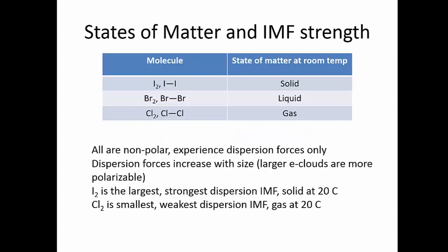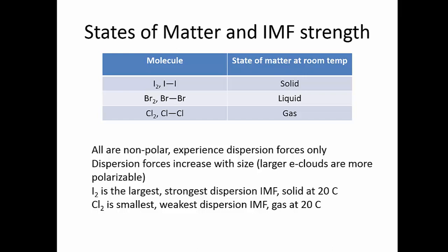So here's some examples here. We've got three molecules. They are all nonpolar molecules. So they all experience dispersion forces. But we find that at room temperature, so about 20 degrees Celsius, iodine is a solid, while bromine is a liquid and chlorine is a gas. So what that tells us is that iodine is experiencing the strongest dispersion forces. Chlorine is experiencing the weakest dispersion forces.